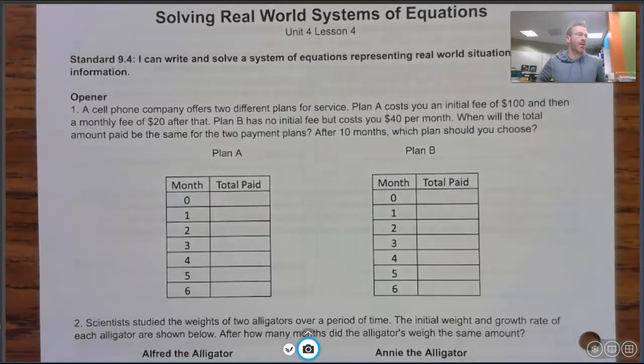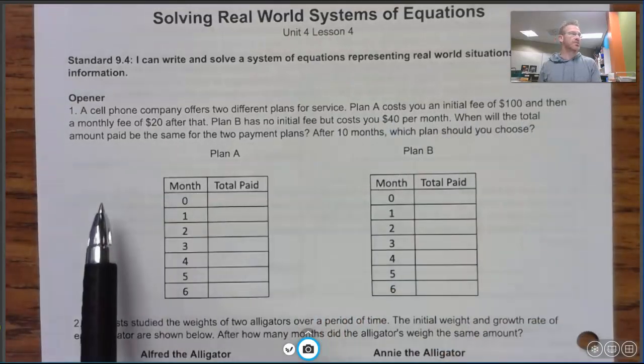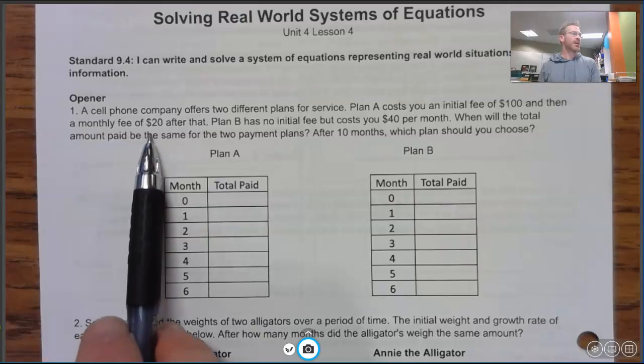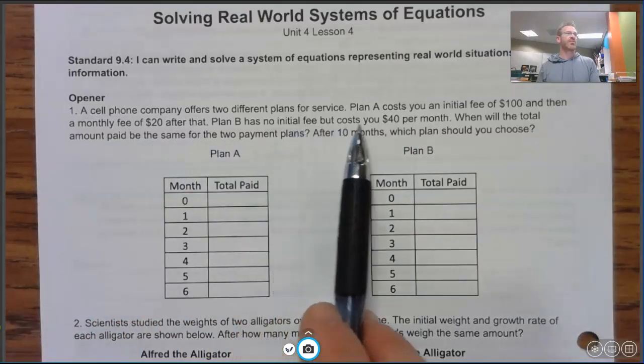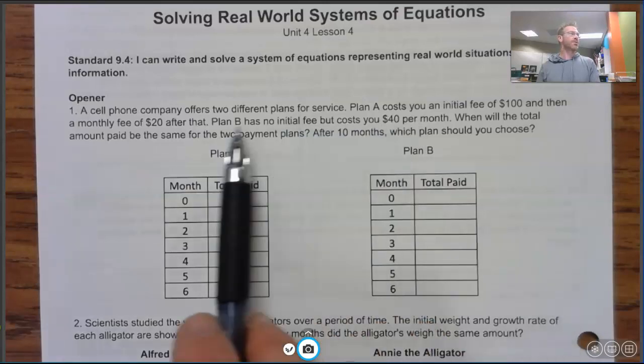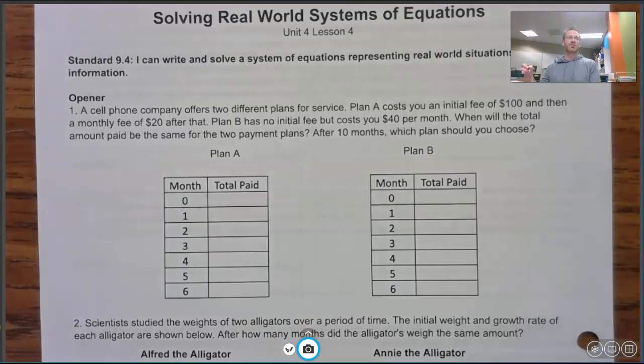So let me read problem one here. A cell phone company offers two different plans for service. Plan A costs you an initial fee of $100 and then a monthly fee of $20 after that. Plan B has no initial fee, but costs $40 per month. When will the amount paid be the same for the two plans? And after 10 months, which plan should you choose?